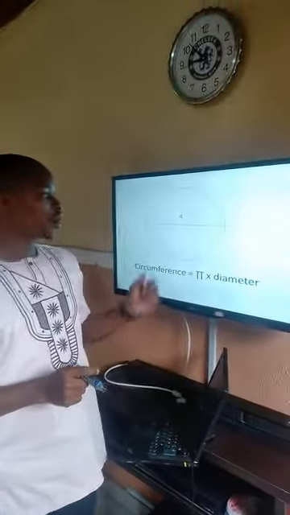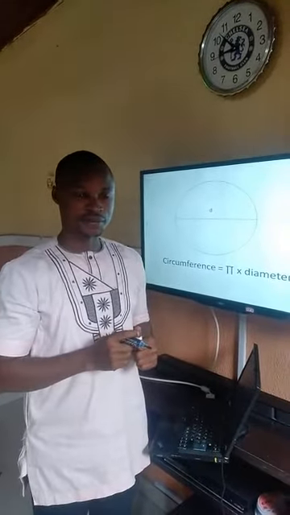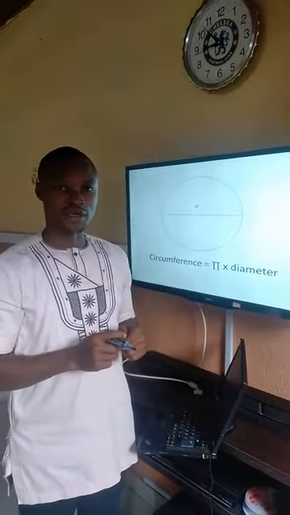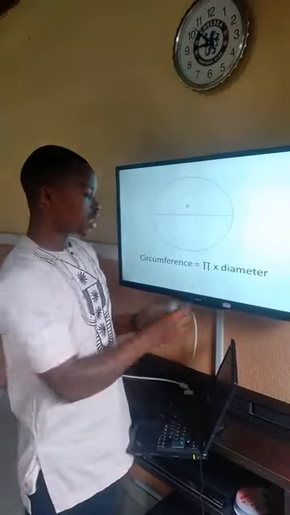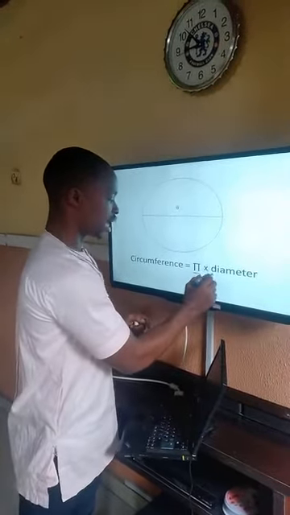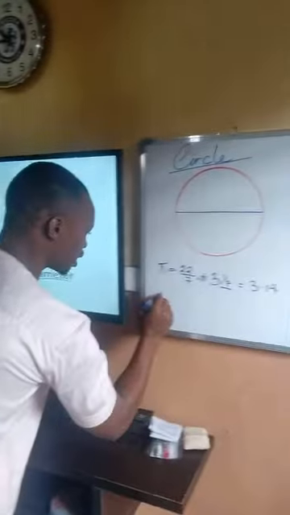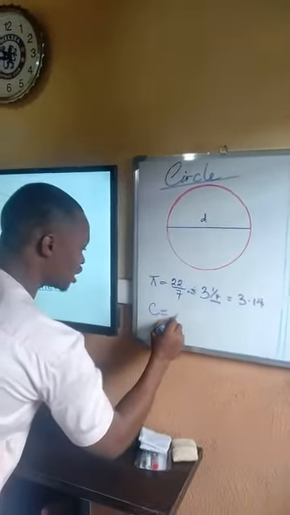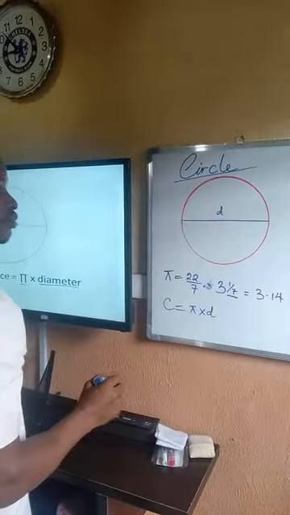So when the diameter of a given circle is given, you can calculate the distance around that particular circle using this formula: circumference equals pi times diameter. To have that circumference, when the diameter is given, circumference is equal to pi times diameter.